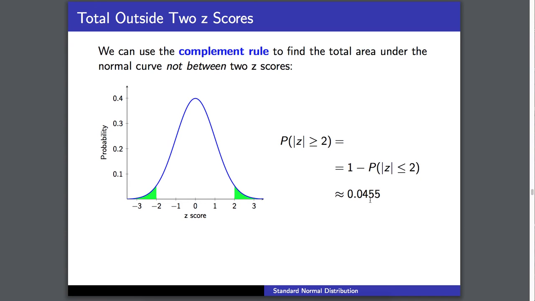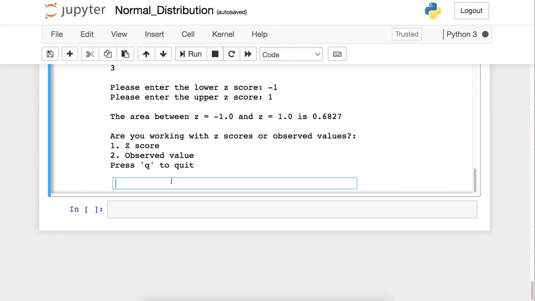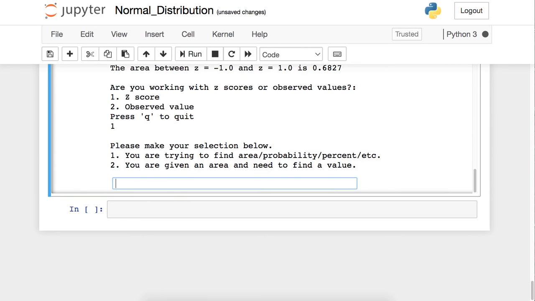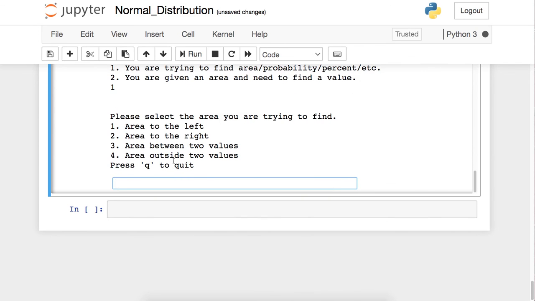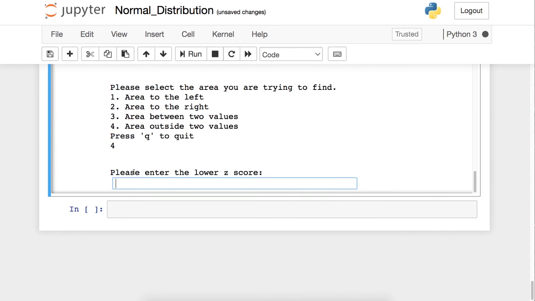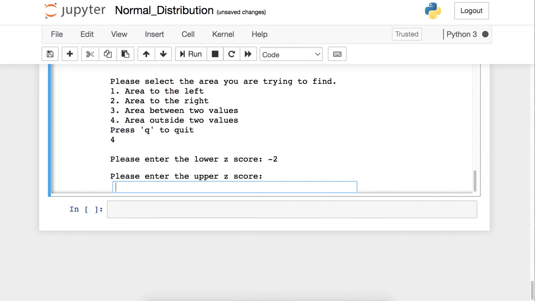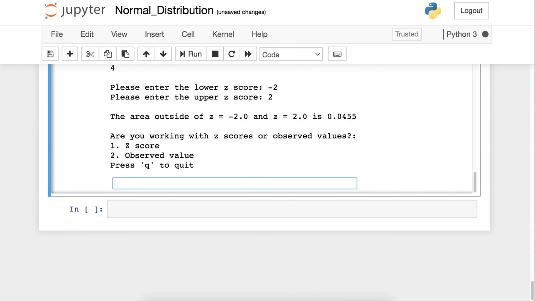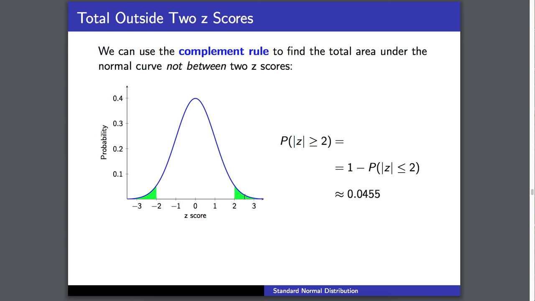So about 4.55%. If we wanted to see this using this one, we'd select z-scores, trying to find area. In the next video, we'll look at selecting option 2 here. This time we're finding the area outside, so 4. The lower z-score was -2. The upper z-score was 2. And there's our 0.0455 of our total values that are going to be outside of 2 standard deviations from the mean.